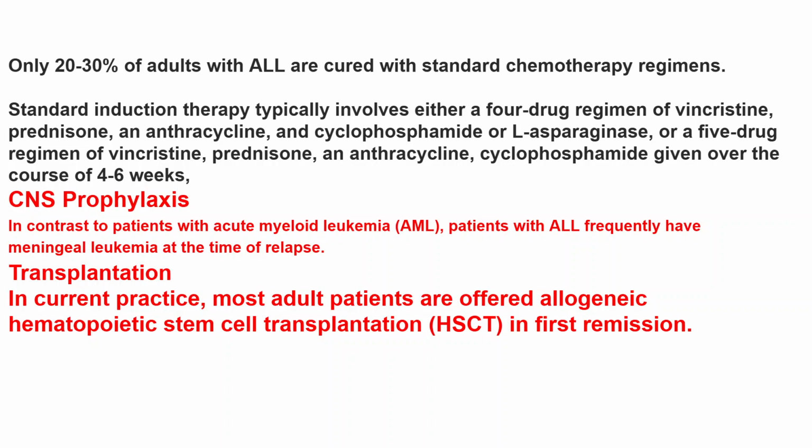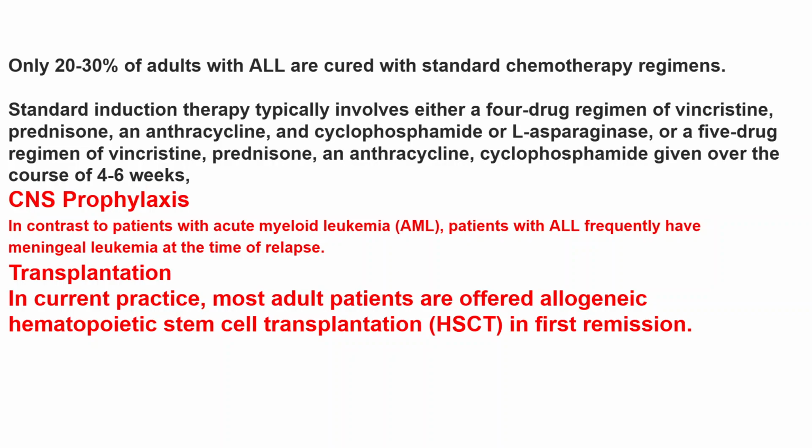As for the cure rate and the prognosis of lymphoblastic leukemia, again I will be presenting this mainly from the Indian point of view. Only 20 to 30% of the adults with lymphoblastic leukemia are cured with the standard chemotherapy regimens. The line of treatment usually suggested is induction chemotherapy, which involves 4 drugs like vincristine, prednisolone, anthracycline, and cyclophosphamide, and asparaginase, or a 5-drug regimen of vincristine, prednisolone, anthracycline, cyclophosphamide given over a course of 4 to 6 weeks.